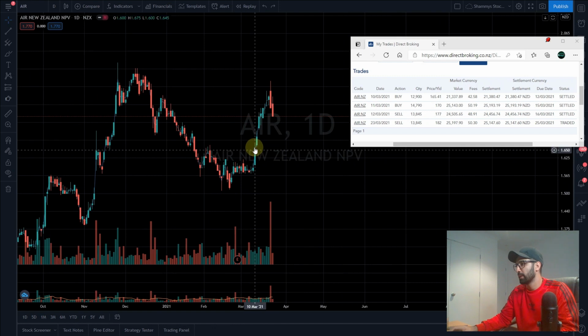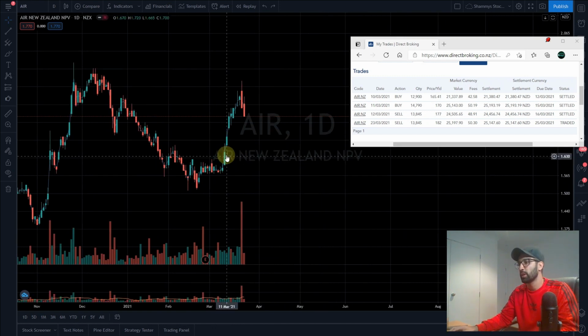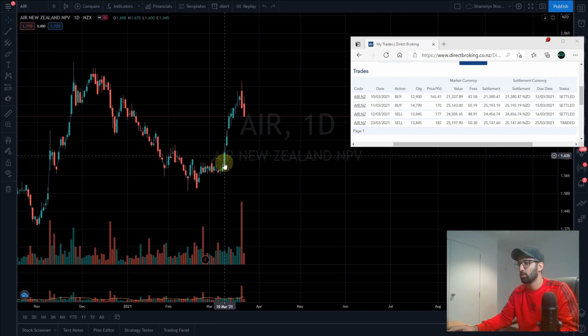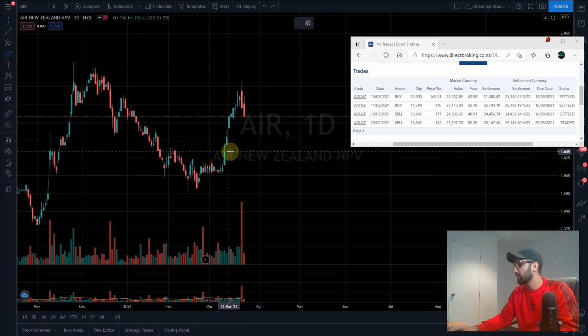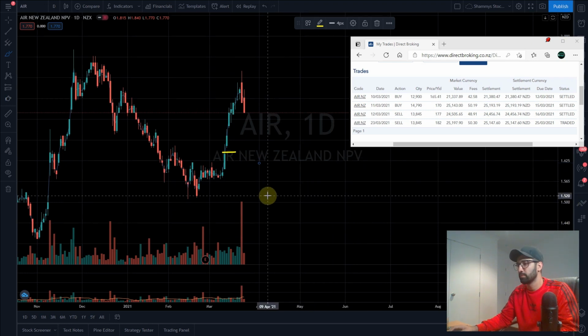So here's what I did. First of all, I'm just going to mark out the points where I bought. After the stock broke out here, I knew my risk level down here somewhere, and then I knew that I could trade this to the upside. So I got in at the end of the day at around 165.41 average. This yellow line here represents where I got in.